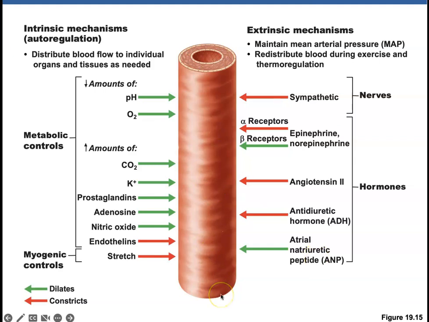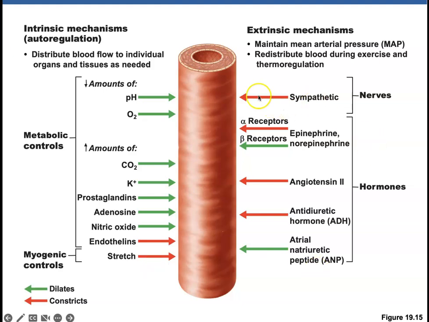And then all this is just a summary of what vessels will do. Green means these things are going to make the vessels dilate, and red means they're going to make the vessels constrict. Decreasing pH means it's getting more acidic, so we're going to get more vasodilation. Decreasing oxygen levels, we're going to get vasodilation. This is a little decrease arrow. If you get increased amounts of carbon dioxide, potassium, prostaglandins, adenosine, and nitric oxide, that's going to cause dilation. And then within the vessel, in terms of stretch, or if there's any kind of damage or vasospasm, this would cause vasoconstriction.